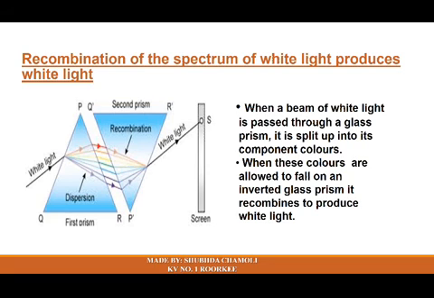more glass prism is taken which is inverted. So when the spectrum of colors, or the band of colors, falls onto the second inverted glass prism, it again recombines to produce white light.